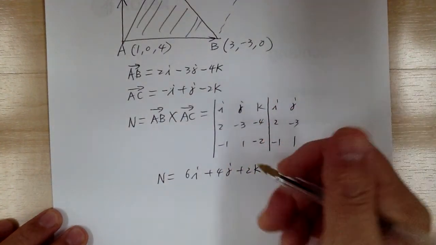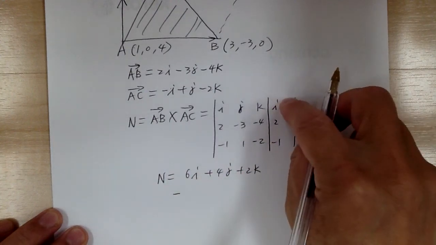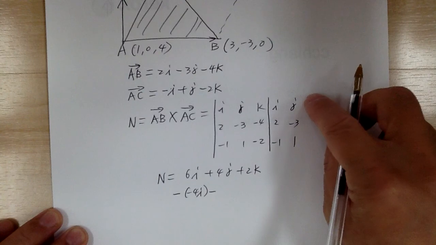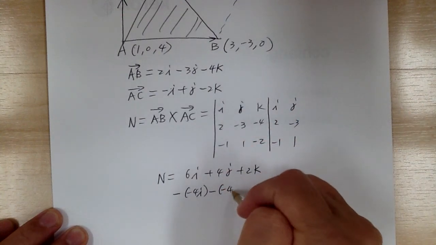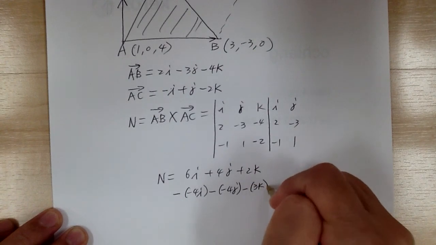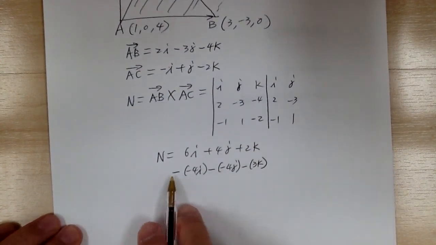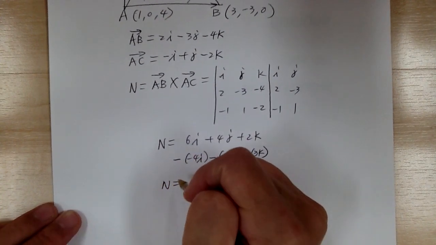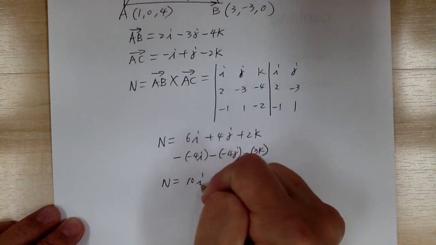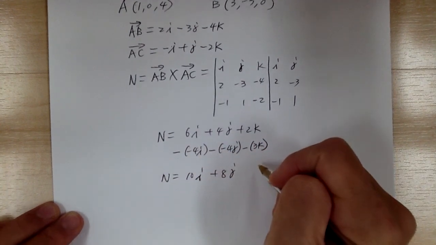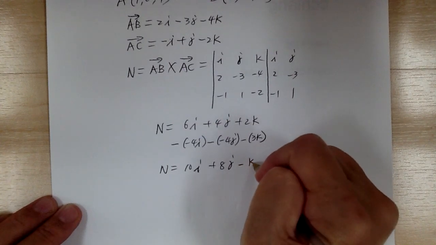Then you do the opposite diagonal, so minus. So this would be negative 4i minus. This would be minus 4j minus. This would be 3k. So make sure you watch the signs, the negatives. So your normal is going to be equal to 10i plus 8j minus 1k.